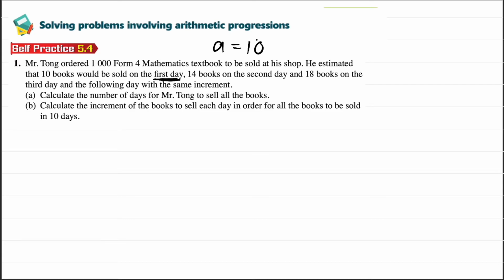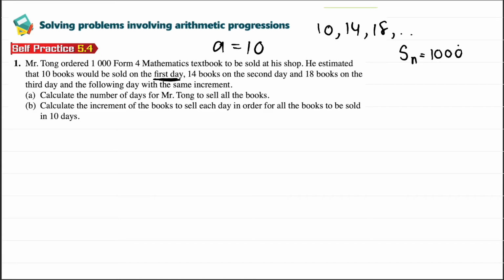14 books on the second day, 18 books on the third day, and the following day with the same increment. Same increment, so dia adalah arithmetic lah, kita tahu. Okay, so kalau kita terjemahkan dalam bentuk sequence, kita akan dapat 10 kat sini, 14 kat sini, 18 and so on lah. Right. Apa lagi kita boleh keluarkan? Dia kata 1000 tu adalah apa? Jumlah buku. Okay, so kita tahu yang 1000 tu adalah dia punya Sn.